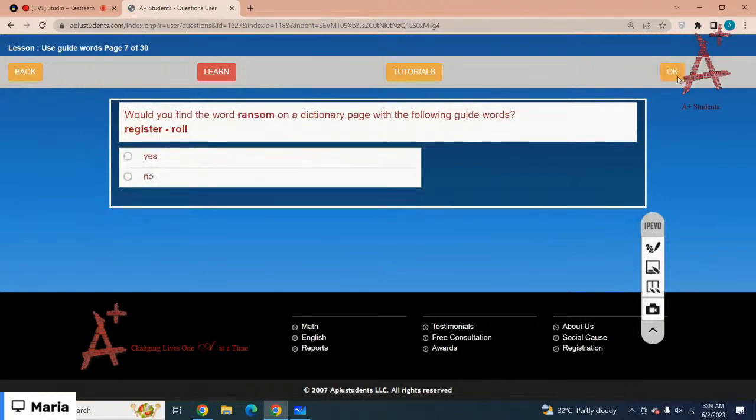Okay, would you find the word ransom on a dictionary page with the following guide words register and roll? So which is the correct option? Yes or no? No. Ransom, you have A as the second letter, and register you have E. A is before E, so it wouldn't be on the same page. Got it? It would be on the earlier pages. The correct option is no.